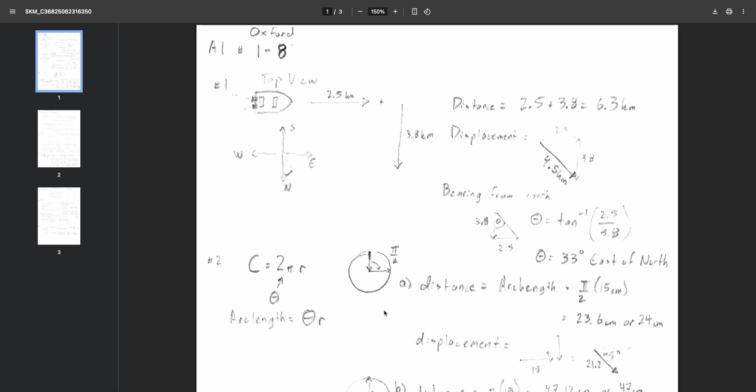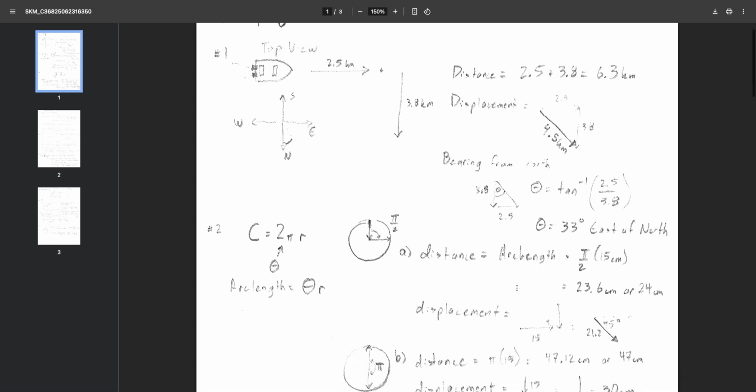So in this case, for part A, we are going from 12 o'clock to 12:15. So 12 o'clock to 12:15 is going to be pi over 2. So the arc length is just going to be pi over 2 times 15 centimeters, which would be 23.6 centimeters, or 24 if you round that.